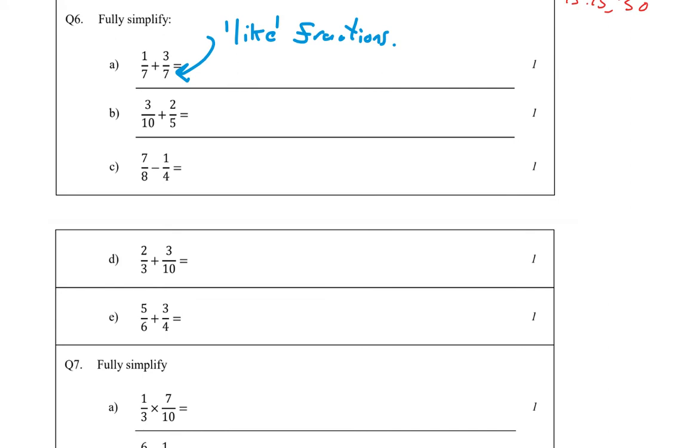So we can just add them straight away to get 4 over 7.